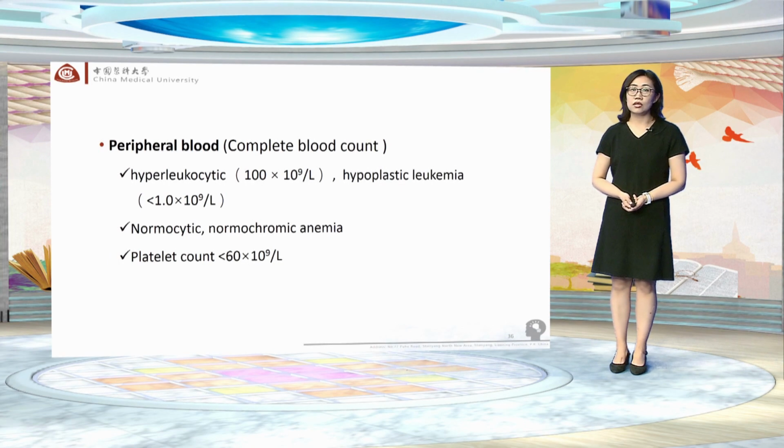From the CBC, the white blood cells could be hyperleukocytic, more than 100,000 per microliter, or be hypoplastic leukemia, less than 1,000 per microliter. The anemia could be normocytic and normochromic. Platelets could be less than 60,000 per microliter. The immature cells could be seen or not.